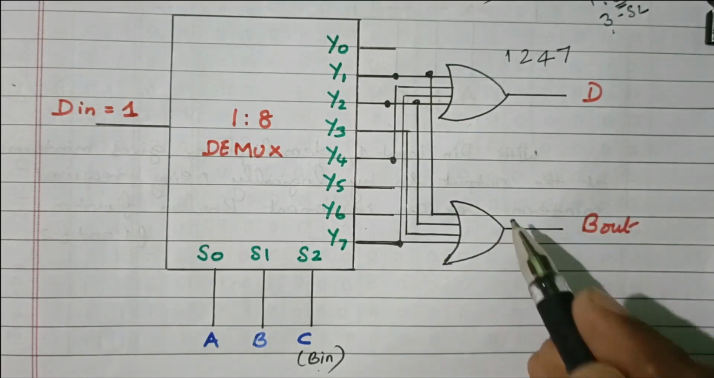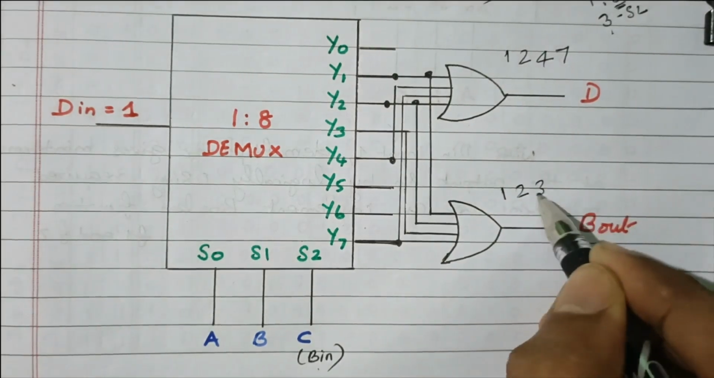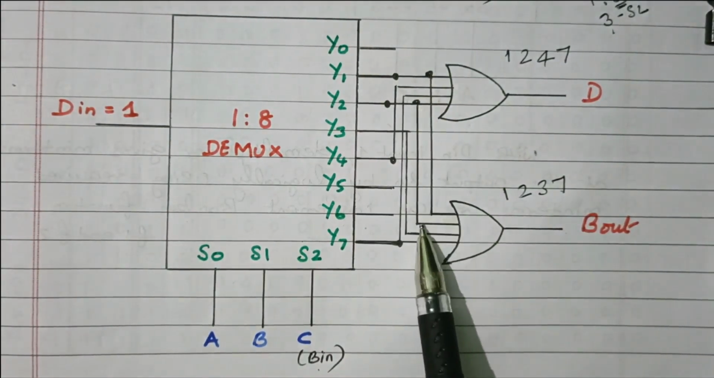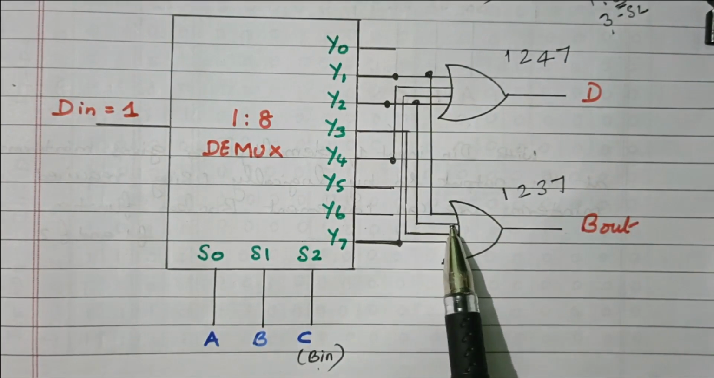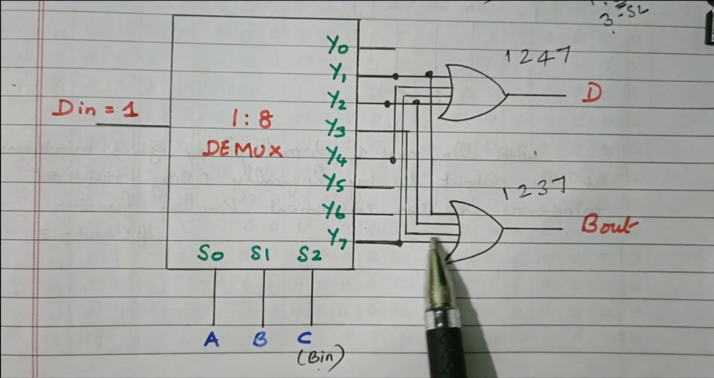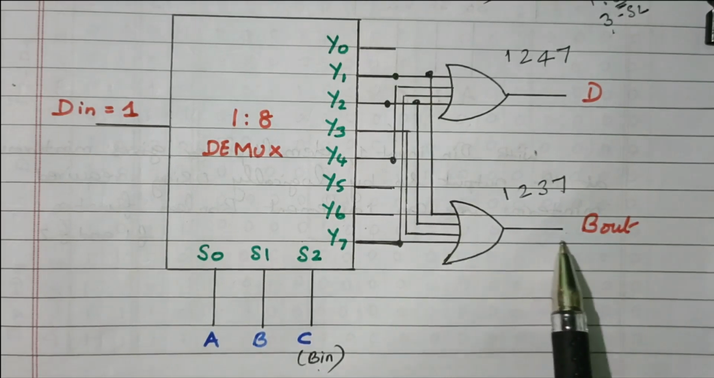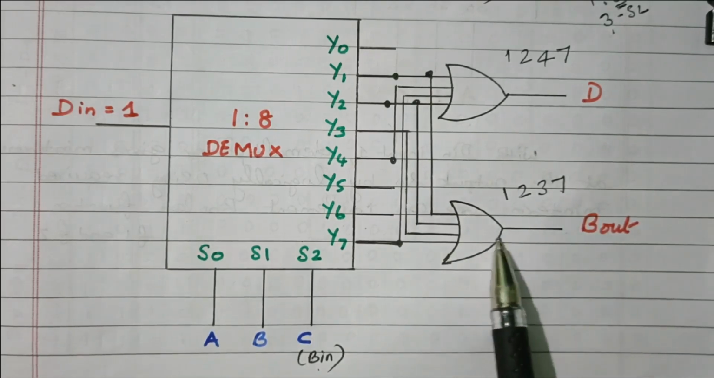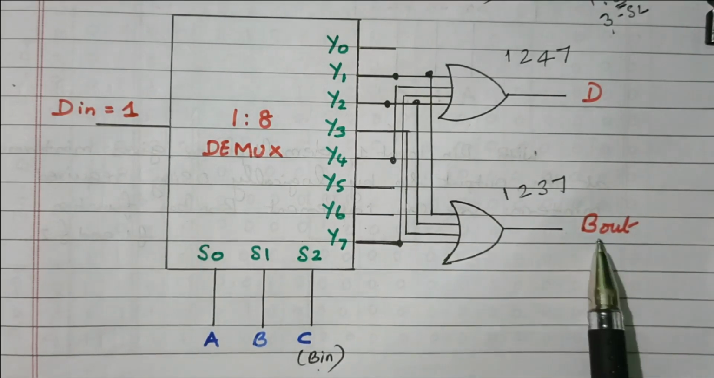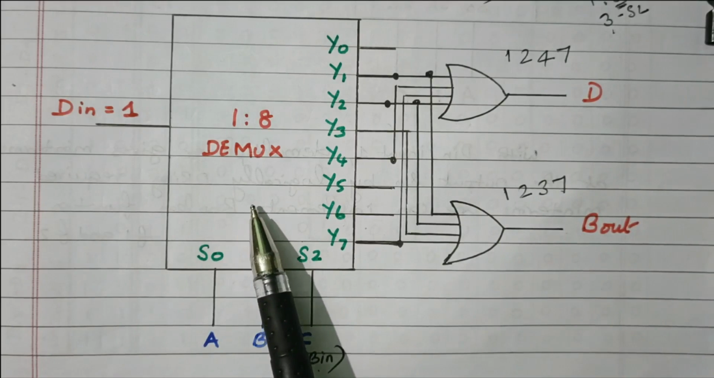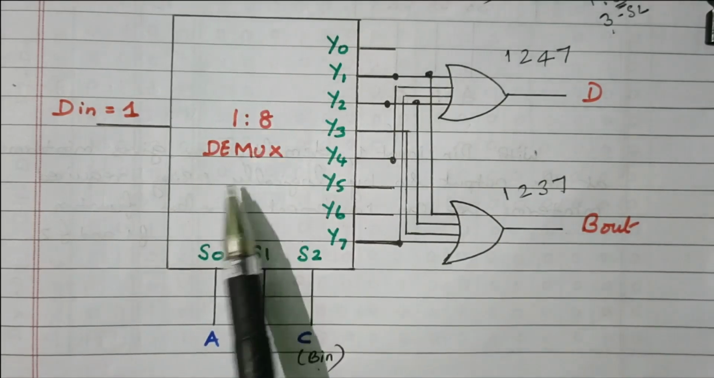Similarly, for borrow out, what we need? 1, 2, 3, 7. Right? So 1 is connected, here 2 is connected, then 3 is connected, then 7 is connected. Right? So 1, 2, 3, 7. This is the sum of min terms, so an OR gate is used. We got the borrow out. Right? So we implemented the full subtractor using the demultiplexer.